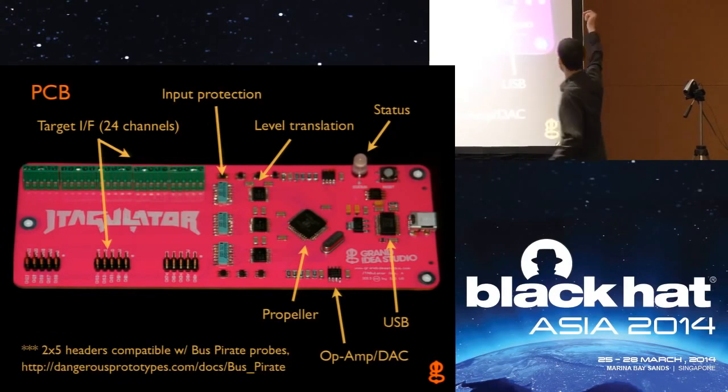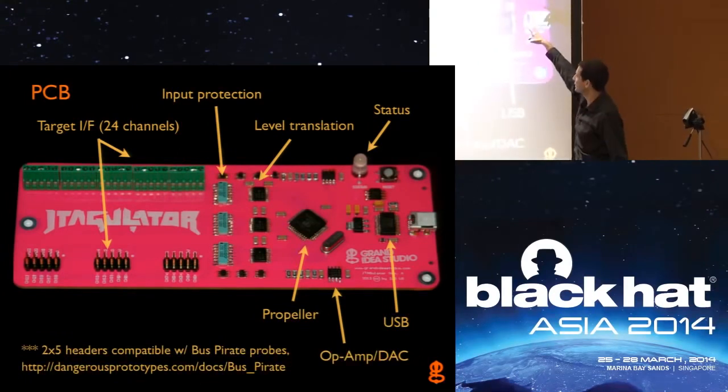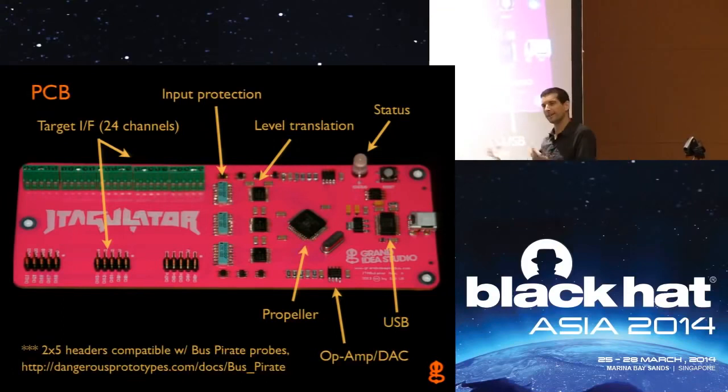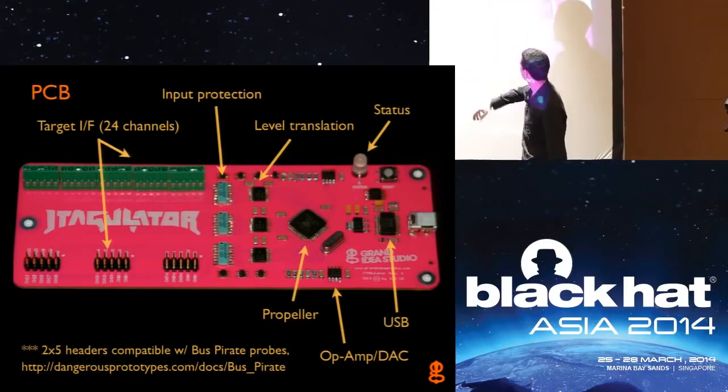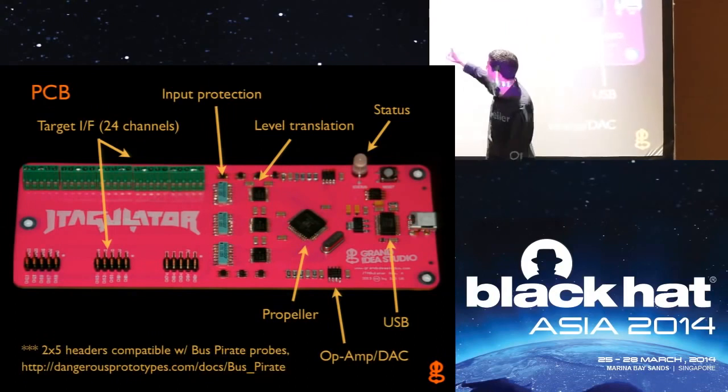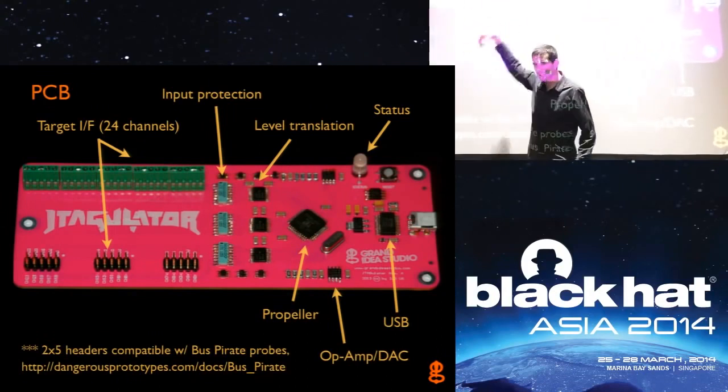If we start on this side, USB coming in, the status indicator up at the top will be red or green depending on what's going on in the system. Our op-amp circuitry is down here. Level translators, input protection, and then here are the probes, or the interface connections.